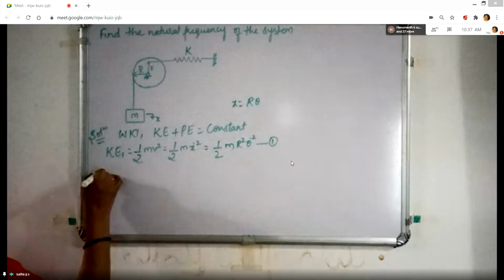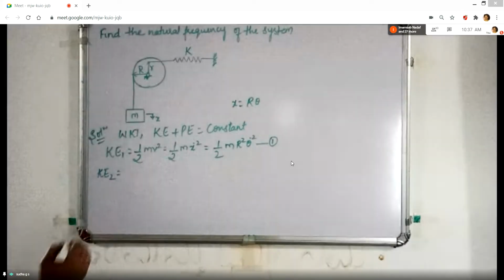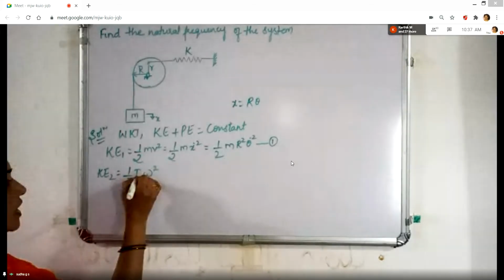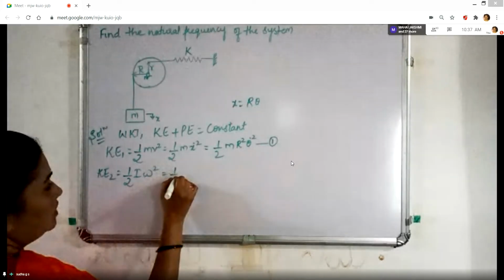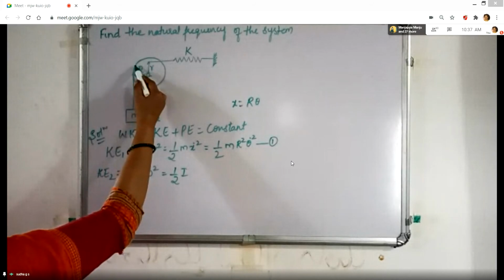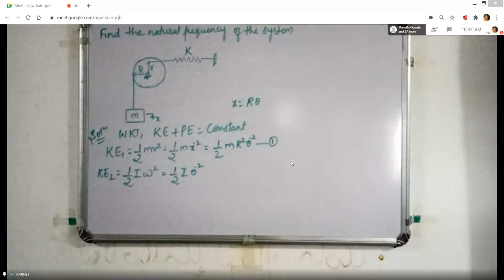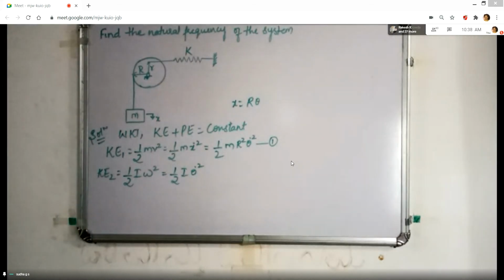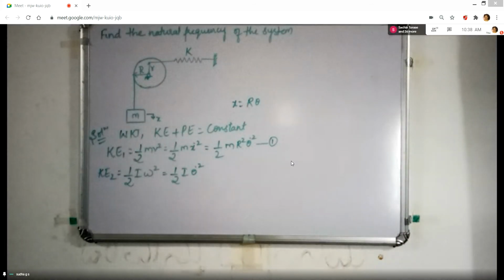Now, the kinetic energy of the pulley is half I omega square. What is I? I is the mass moment of inertia of the pulley. So this is nothing but 1 by 2 I omega square, where omega is theta dot, the angular velocity. So half I theta dot square. Call it equation number 2.